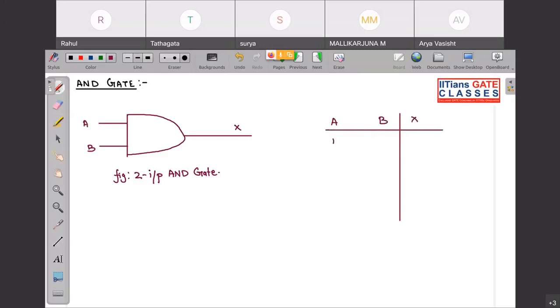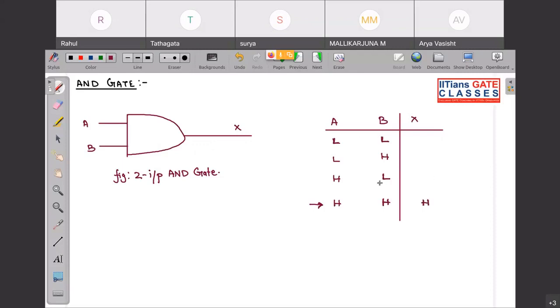See, if A is low, B is low; A is low, B is high; A is high, B is low; and both A, B are high. So an AND gate is a kind of gate which will produce output high. Listen very carefully. An AND gate is a gate which will produce output high when all the inputs are high. So only in this place my output will be high.